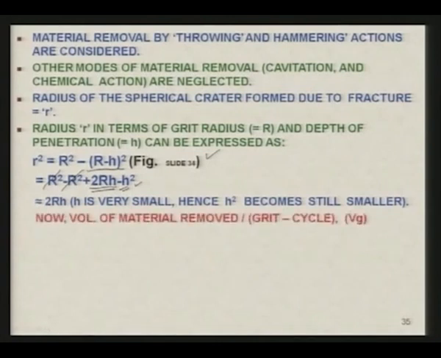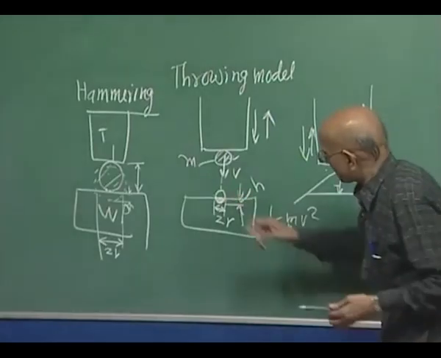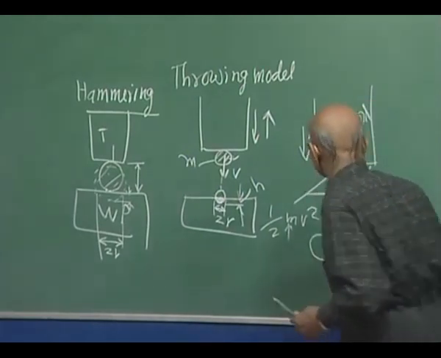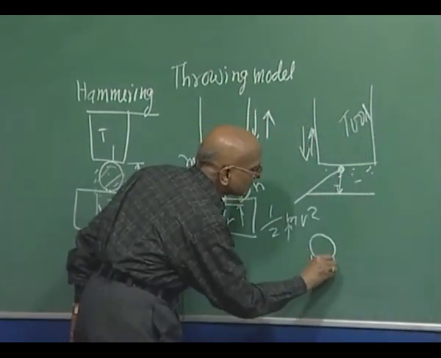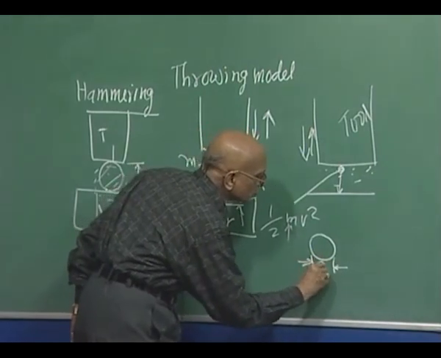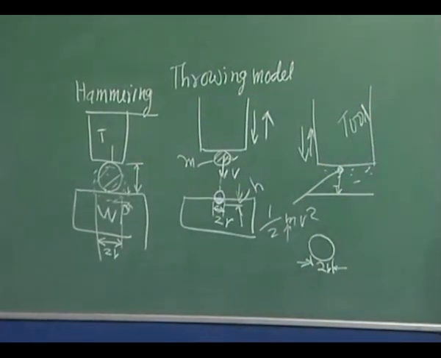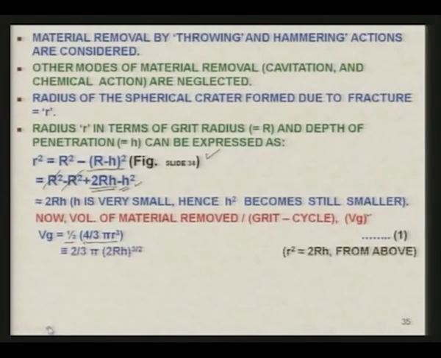Now, the volume of material removed per grit per cycle is represented by V g, g being the suffix. So, V g becomes half of 4 by 3 pi r cube. This 4 by 3 pi r cube gives the volume of a sphere. Now, this has been taken as a sphere, and this sphere has a diameter equal to 2 r. So, half of that is taken as the volume of that particular sphere. If you simplify, it becomes 2 by 3 pi r cube.